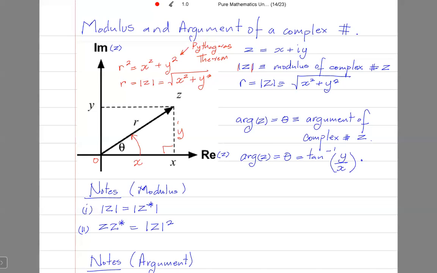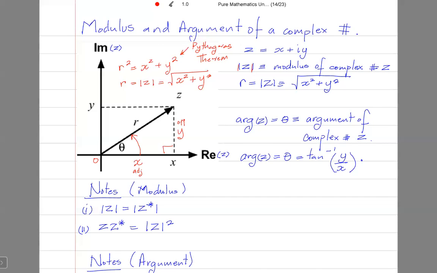Y is opposite to the angle theta. X is adjacent to the angle theta. The ratio that includes opposite and adjacent is tan. So the tangent of the angle theta is opposite y over adjacent x. So theta, which is the argument of the complex number z, is equal to tan inverse y over x.